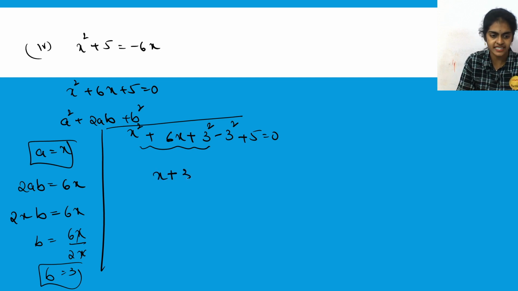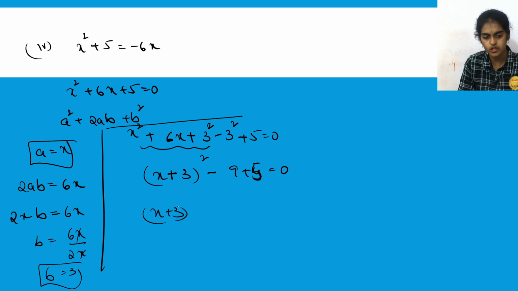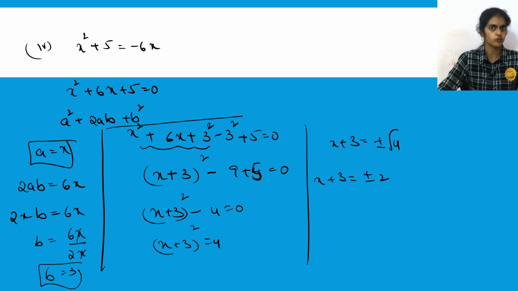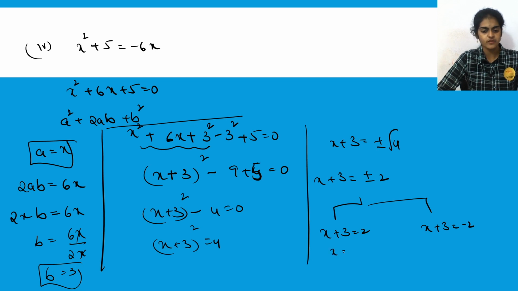A is x and b is 3, whole square, minus 9 plus 5 equal to 0. Now this is x plus 3 whole square minus 4 equal to 0. X plus 3 whole square equal to 4, and I will get x plus 3 equal to plus or minus root 4, or I can take x plus 3 is plus or minus 2. Root 4 is 2. So again I have two cases, x plus 3 is 2 and x plus 3 is minus 2. So you'll have x value is 2 minus 3 which is minus 1, and here x value is minus 2 minus 3 which is minus 5. So your x values are minus 1 and minus 5.